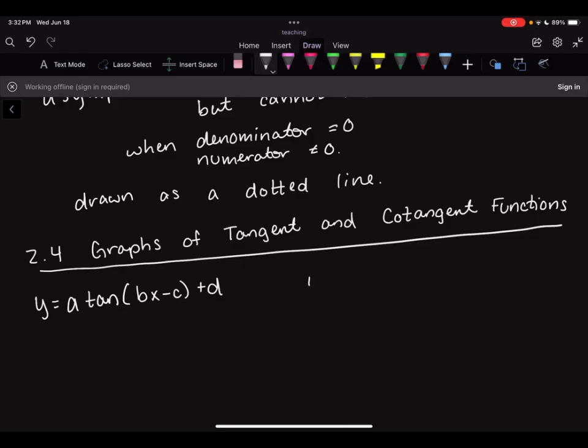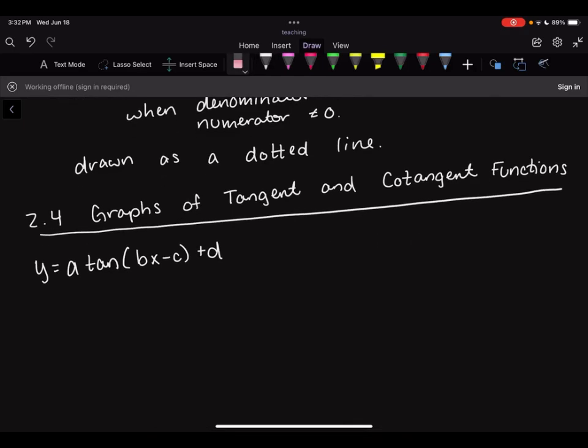And hopefully you remember me giving these for sine and cosine. I wrote them all the same way. The numbers are always going to be in the same spots. They're always going to do the same things. The only difference here for tangent, as opposed to sine and cosine, and then also secant and cosecant, is the period is different.